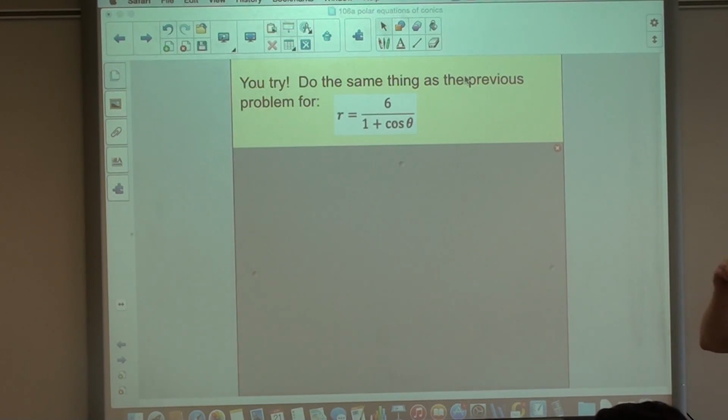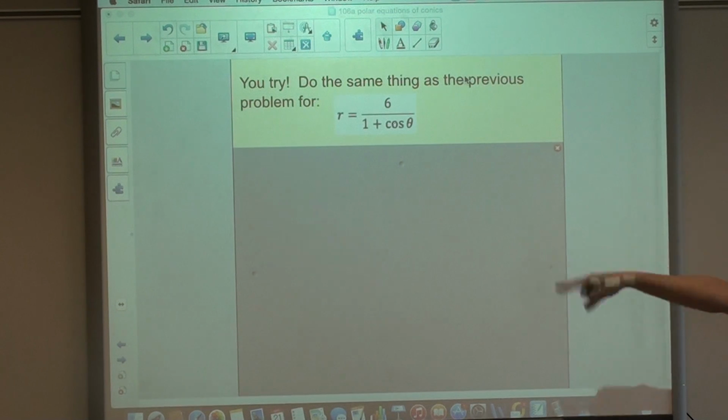So you can either do center to the focus over center to the vertex, which is C over A, or you can do center to a vertex over center to the directrix.